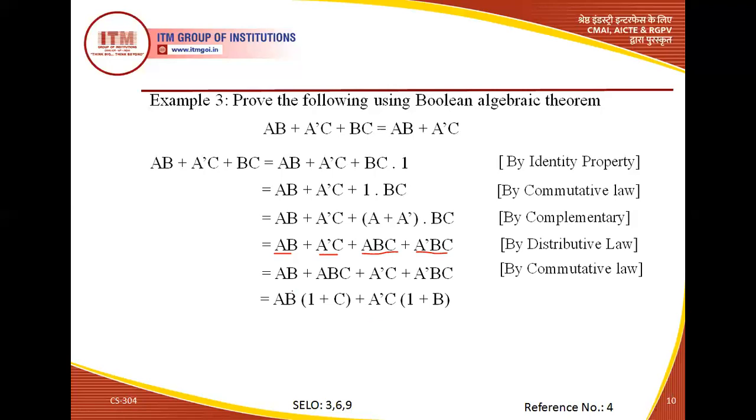And we can also apply the absorption law. So in that case, AB works as a single variable. So it can be written as x. If we write x in its place, then what will it become? x plus xc, x.